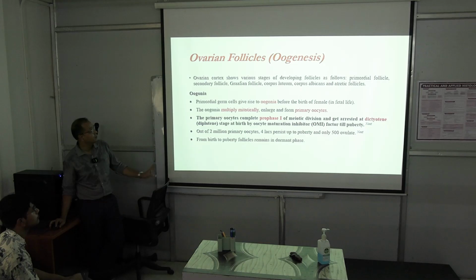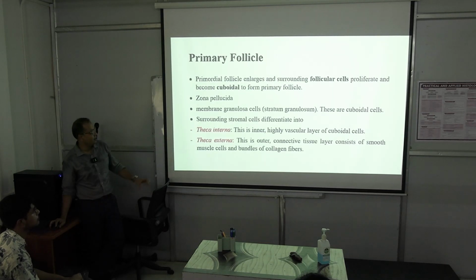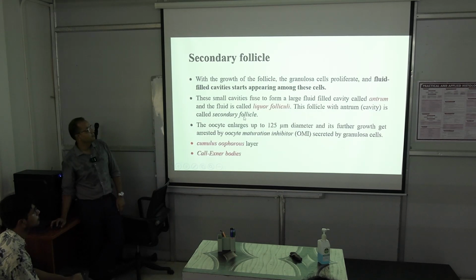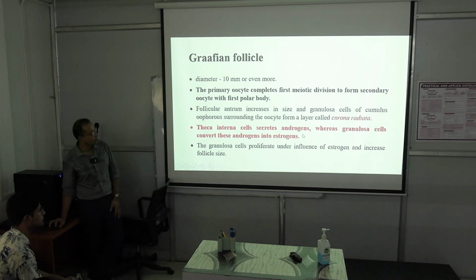So this is about the different stages: primordial follicle, size, shape, etc. The theca cells, theca interna and theca externa, with modified granulosa cells, and then we have the antrum, which is the hallmark of the secondary follicle, and then the Graafian follicle. The hallmark is that the primary oocyte completes its first meiotic division and becomes a secondary oocyte. Second, we have the corona radiata and zona pellucida, and the theca interna cells start secreting hormones and become a hormonal body.